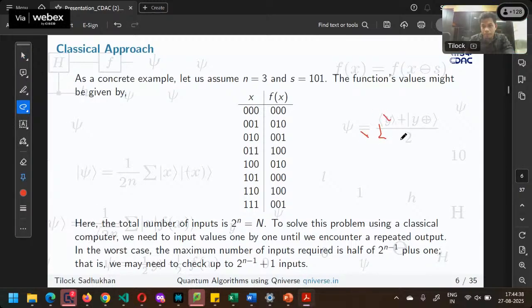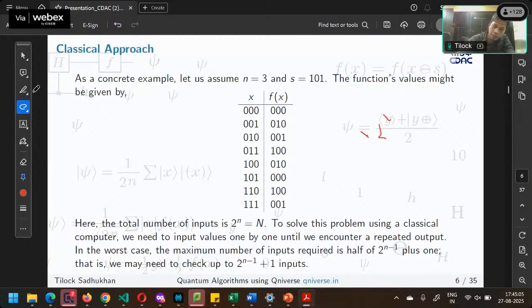2 to the power n. Okay, it's not working properly. Okay, fine, no problem. I'll continue. So you can see here 2 to the power n divided by 2. So that is basically we have to run the query a total of 2 to the power n minus 1 times plus 1 times basically. So this means 2 to the power n divided by 2 plus 1. So that is half of the number of the inputs.